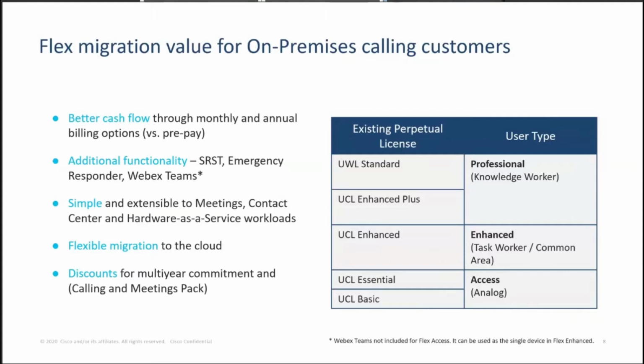If you're looking at your Call Manager today and you're like, well, gee, I wonder how this maps, what the different tiers are, this is what it looks like. So if you have CUWL Standard licenses or UCL Enhanced Plus, you get a Professional license. UCL Enhanced, you go to Enhanced, and then UCL Essential and Basic go to what's called the Access tier. Now, if you're on a Flex 2.0 plan, don't worry about it. There's no end of life on that. You're good to go. And when it's time for your renewal, we'll position a Flex 3.0 quote for you. So there's nothing for you to have to think about there.